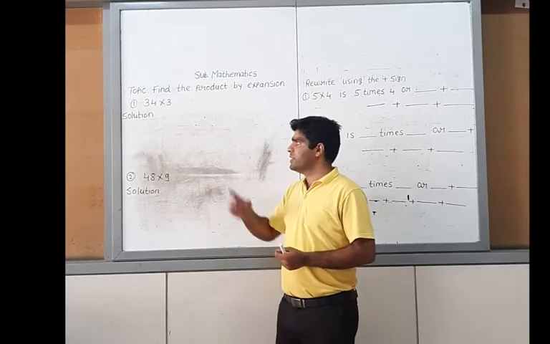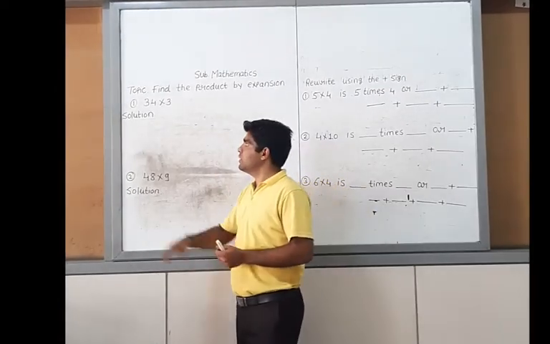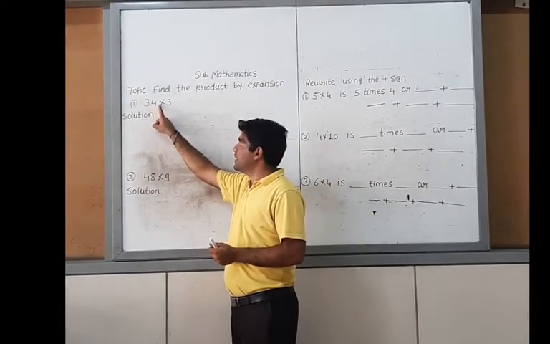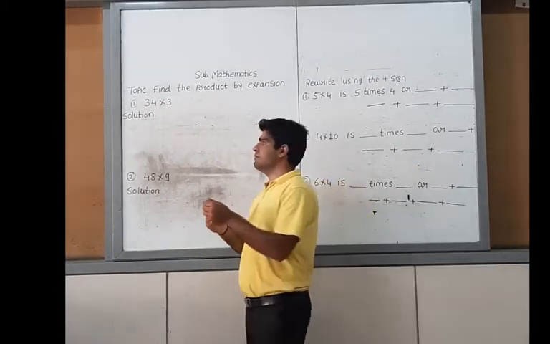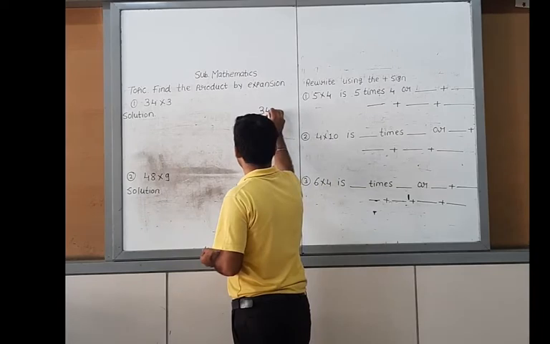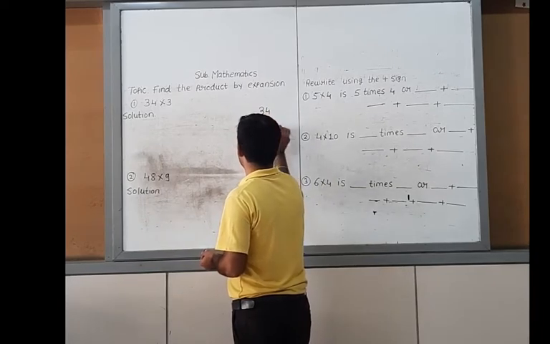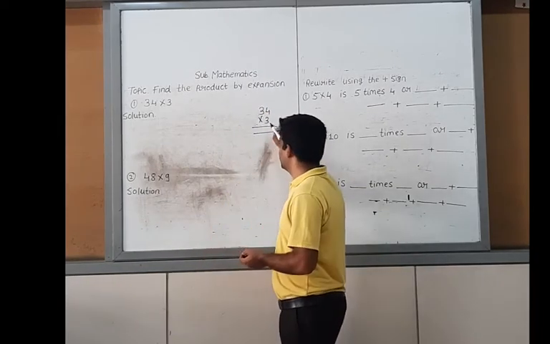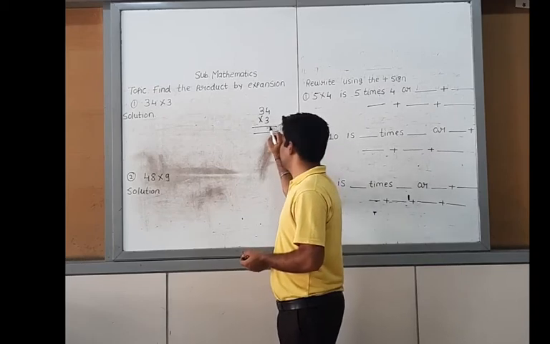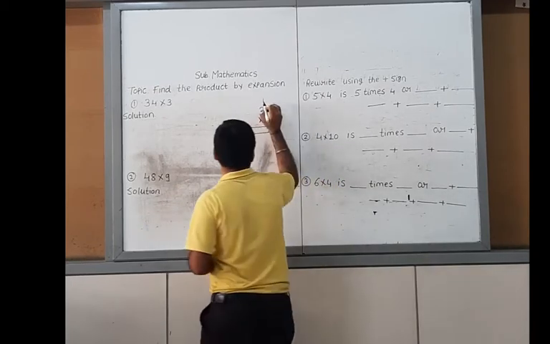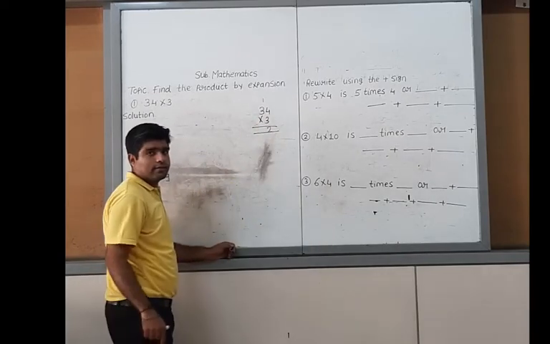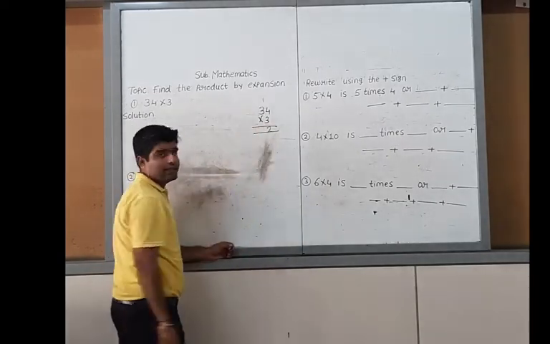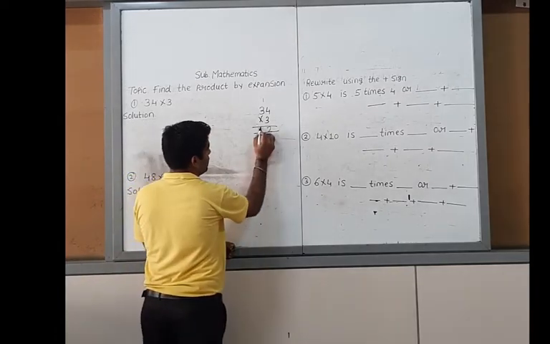Okay, now see, let's start with the first example: 34 multiplied by 3. First of all, we solve it by the very simple method. 34 multiplied by 3. First, 3 times 4 is 12. This is our 2, and 1 is carried. Then 3 threes are 9, 9 plus 1 is 10. We have to write down the 10.